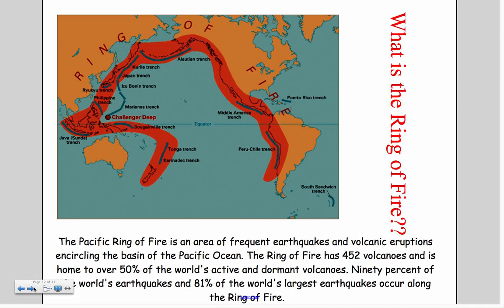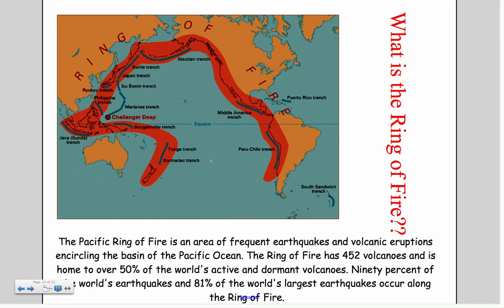The Pacific Ring of Fire, the one that was in the picture before, is where roughly 450 volcanoes are located. It is home to more than half of the world's active and dormant volcanoes. And 90% of the earthquakes happen here. 81% of them, these are a lot of numbers, 81% of the world's largest earthquakes have occurred in this part of the world. So this is not something that is just looked upon like some easy piece.